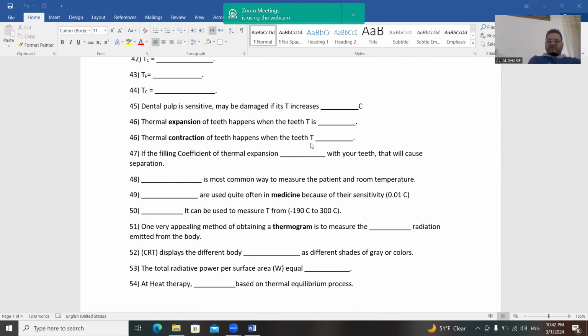That means the following wall filled. If the coefficient of thermal expansion blank with your teeth, here is the most common way to measure what? To measure the patient and room temperature. It's a specific temperature tool. I explained it.